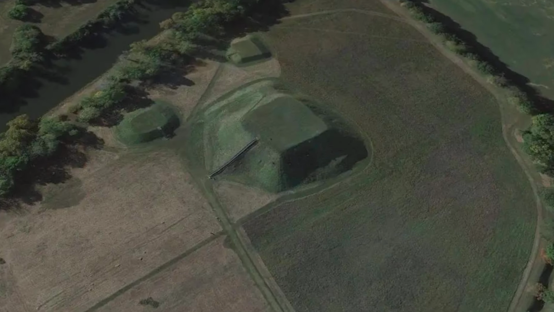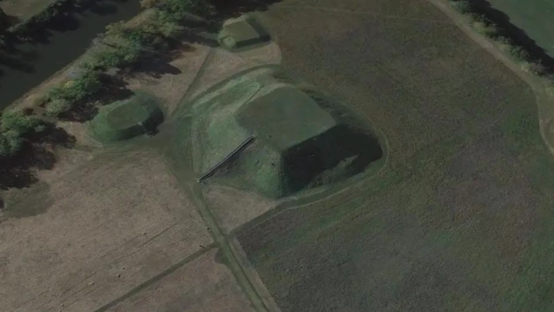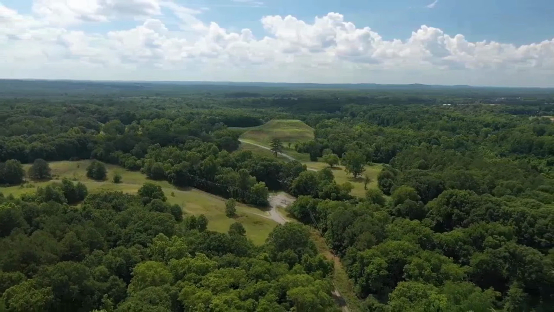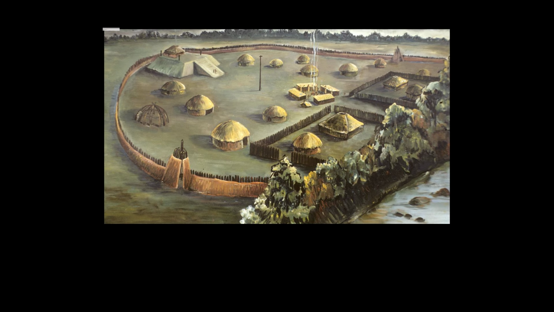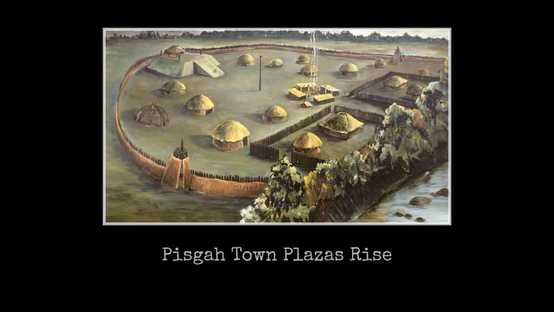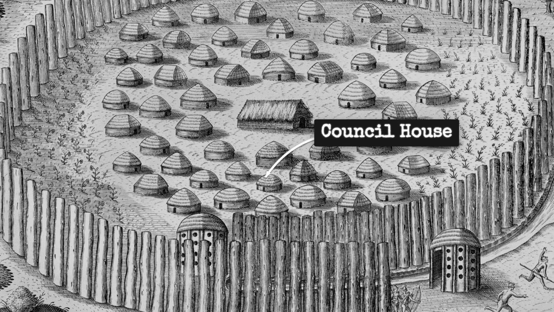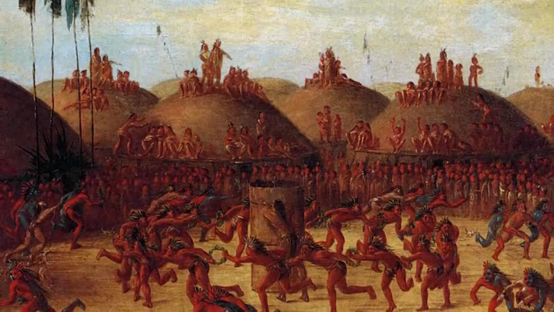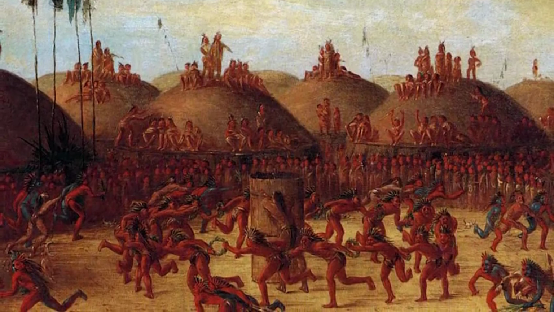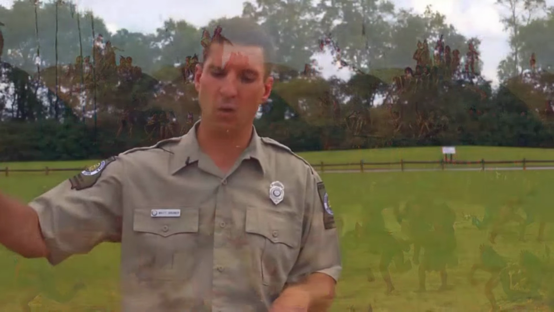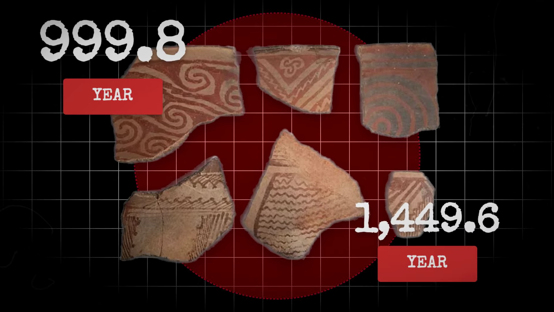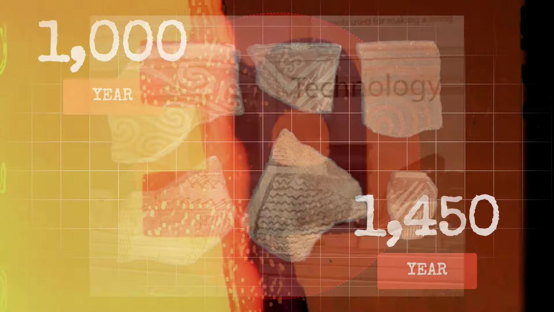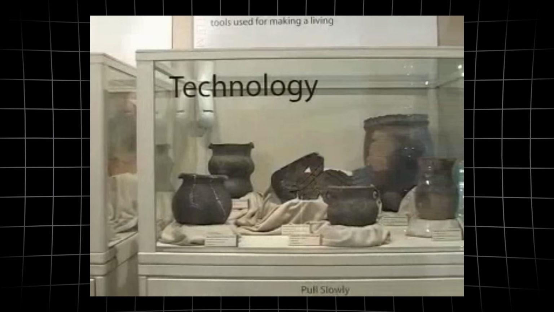Later, from around 1000 to 1500 CE, the Pisgah phase transformed the landscape. Towns took shape around broad plazas and platform mounds, each crowned with a council house or temple. Here, leaders debated, rituals unfolded, and the pulse of community life beat steadily. Pottery from this era, stamped with intricate patterns, reveals a people both rooted and evolving, blending old traditions with new forms of organization.